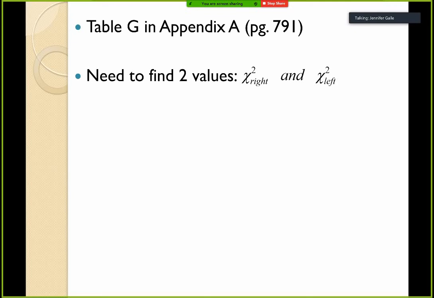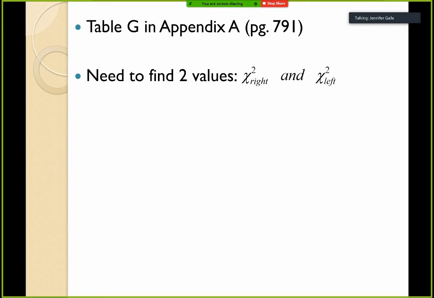Remember, our graph is not symmetric. So remember, we had z sub alpha over 2, maybe we had 1.96. Well, we had negative 1.96 on the left of the distribution, we had positive 1.96 on the right. These graphs are not symmetric. So now we do need two different values. We have a chi-square left and a chi-square right.